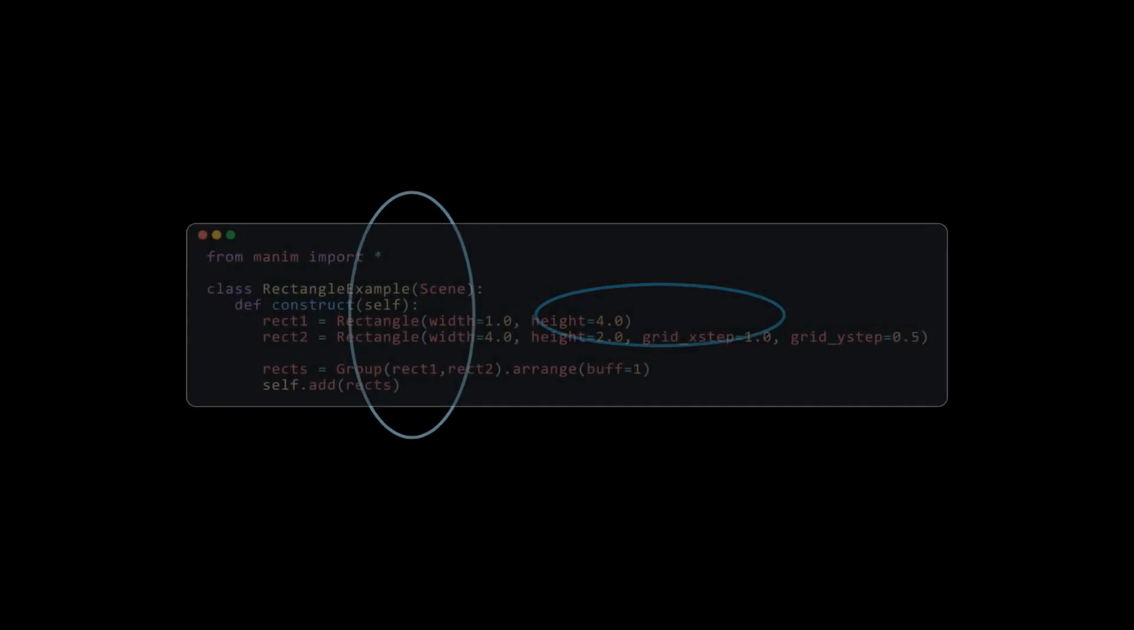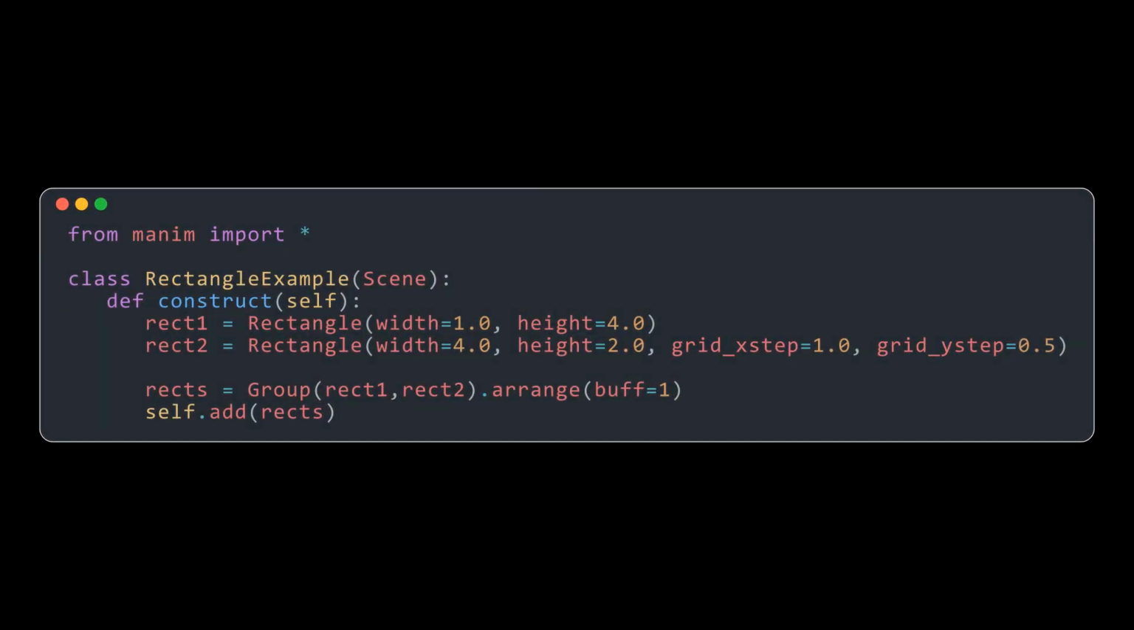Let's see how a rectangle is created. To draw a rectangle we need only width and height. In this code we created 2 rectangles with different width and height. We can use grid_x_step and grid_y_step to give horizontal or vertical lines. And lastly we simply add those rectangles to our scene. Let's see the result.